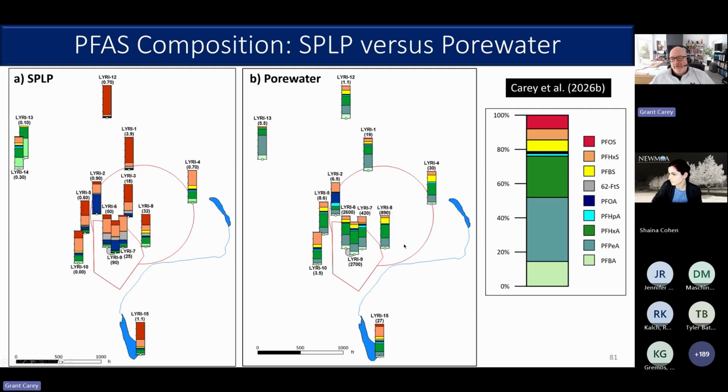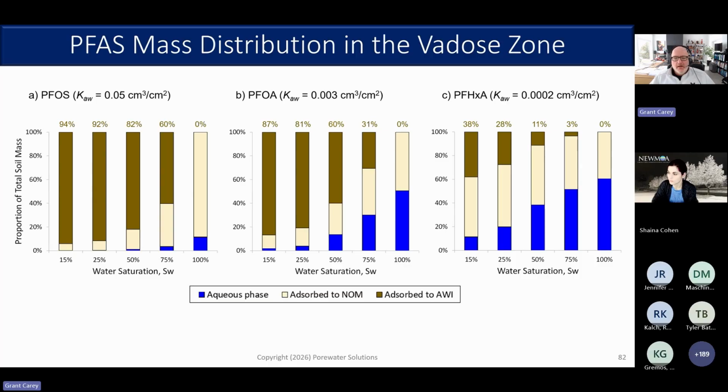This absorption to the air-water interface, where it's significant, means that the SPLP won't be representative of pore water composition. And just in case you're interested, like what is the ratio of mass absorbed to the air-water interface? That's the brown here. These are different water saturations on the bottom. Just looking at PFAS, we can see up to a water saturation of 75%, the majority of the PFAS mass is absorbed to the air-water interface. The yellow is what's actually absorbed to the organic carbon in soil, and the blue is what's actually dissolved in pore water, very small for PFAS until you get to the higher water saturations.